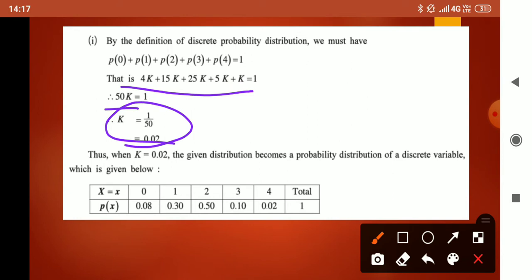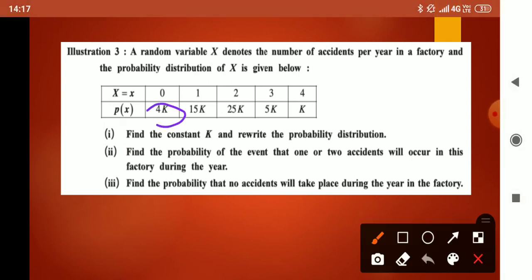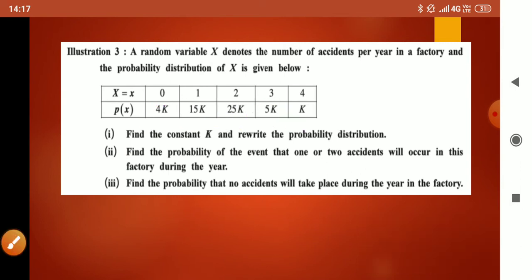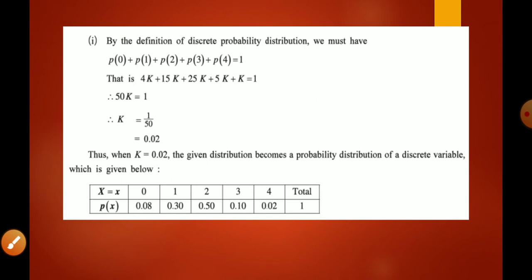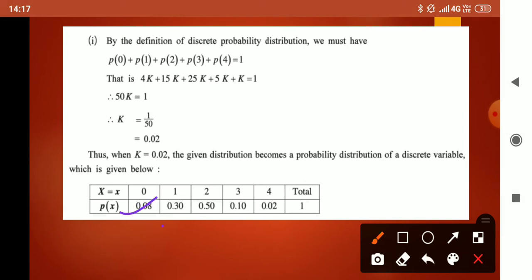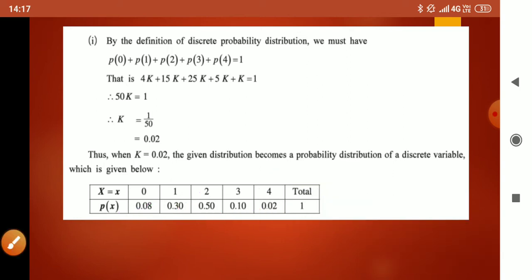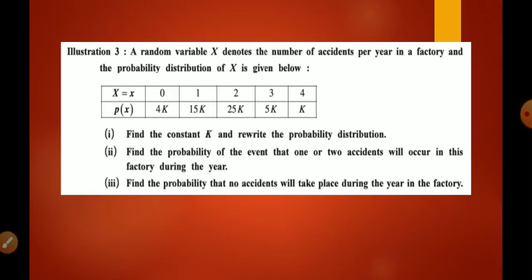Now what we have to do is make the column like this, and put in the value of k which we have found. Here there are k's, so we have to put the value 0.02 in every column. By putting the value 0.02, I will get the answers 0.08, 0.30, 0.50, 0.10 and 0.02, and the total must be 1. See, the total must be 1. In this way we have found the constant k and rewritten the probability distribution.